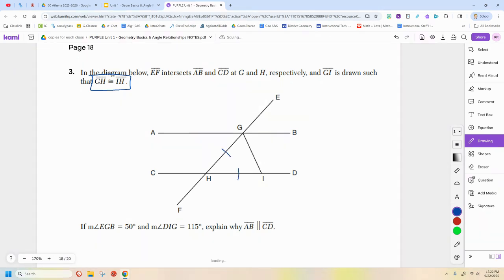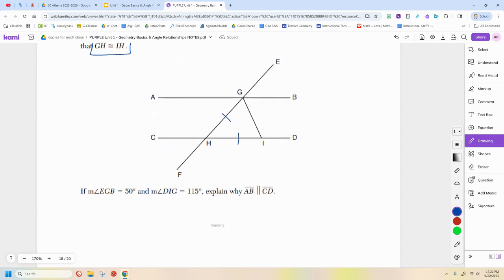And then you have to be able to find these angles. So did you find angle EGB? Did everybody find it? The letter in the middle is your key. So the G, and then EGB. You should have a 50 degrees right there, and you should have a 115 here.